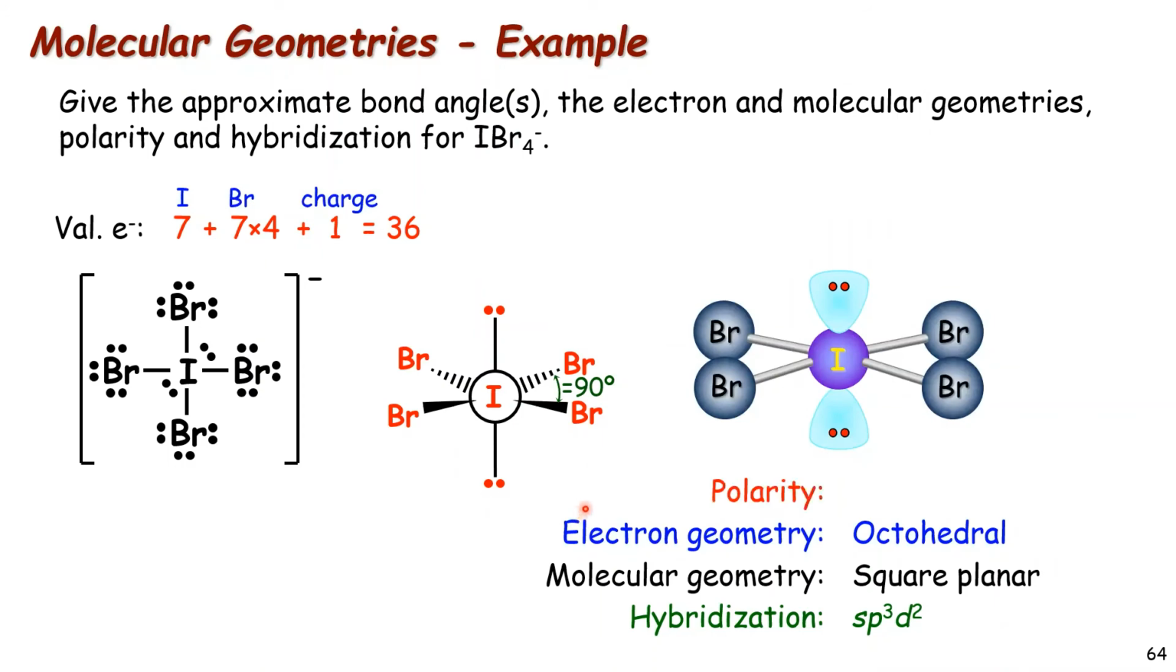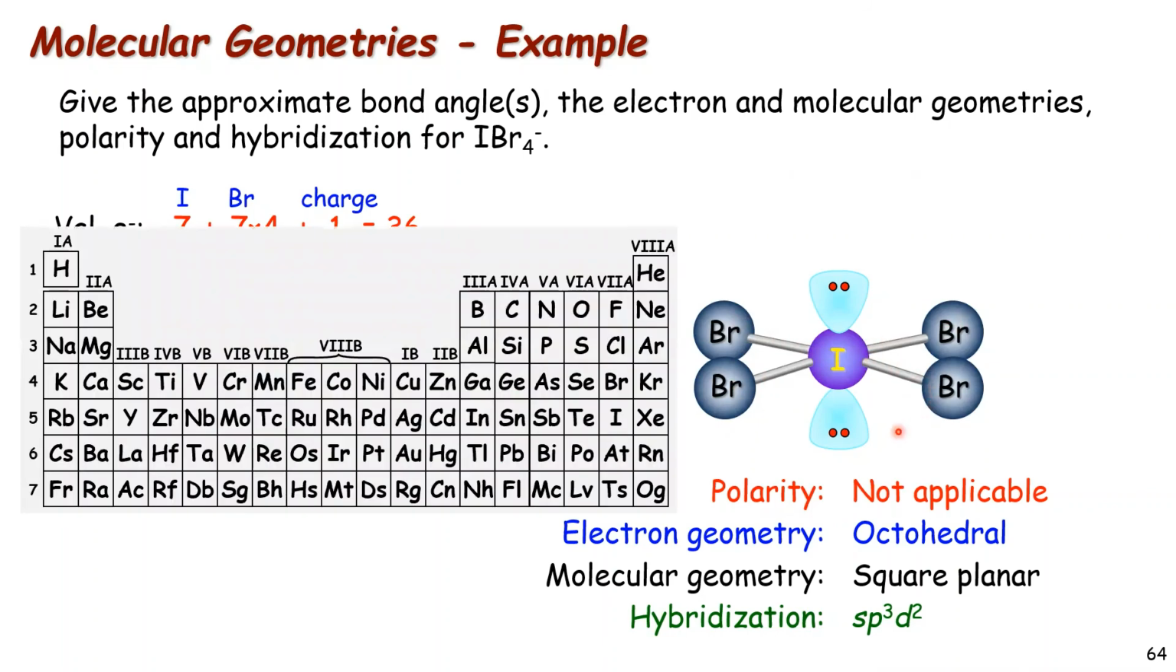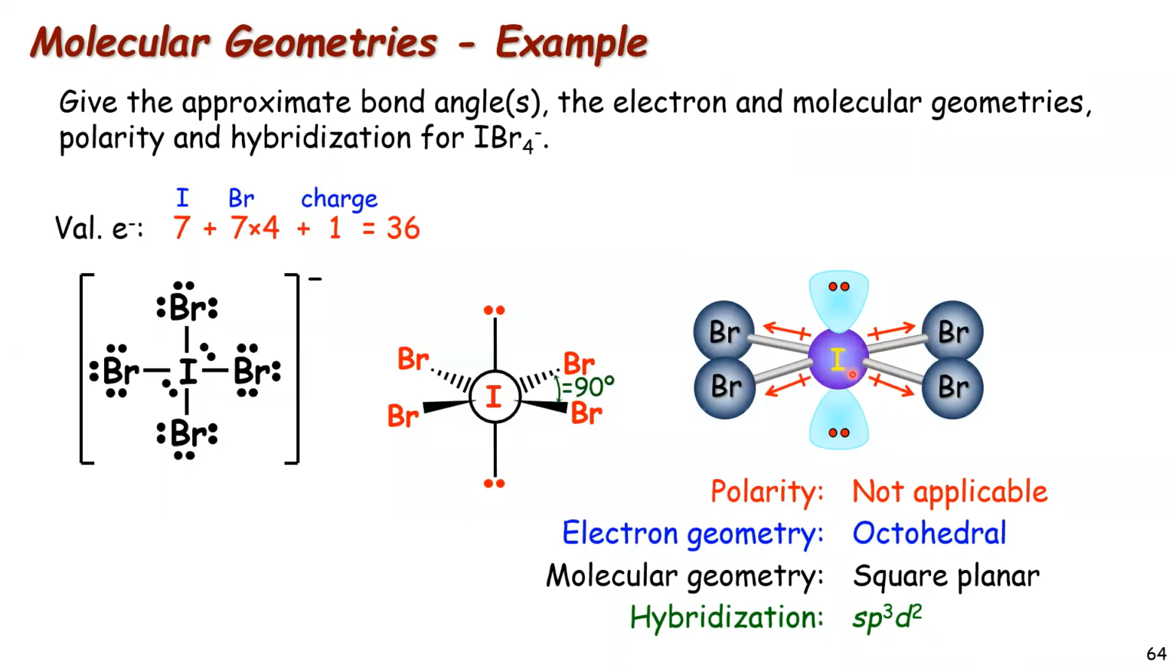Now, polarity. Well, we've got to look at the iodine-bromine bond. So again, we're going to basically say that it's not applicable since it's an ion. It really doesn't matter. But it still has some polarity to it. So again, the iodine is less electronegative than the bromine. So they're all going to point out towards the bromine, from the less electronegative iodine to the bromine. But if we look at that structure again, we can see that this one is canceling this one, and this one is canceling this one. So this would be a non-polar molecule or polyatomic ion.